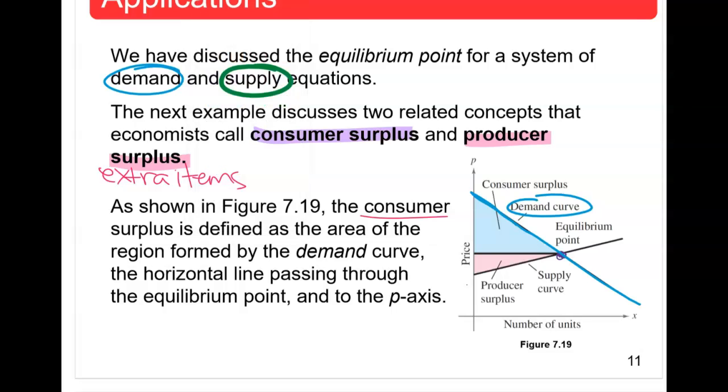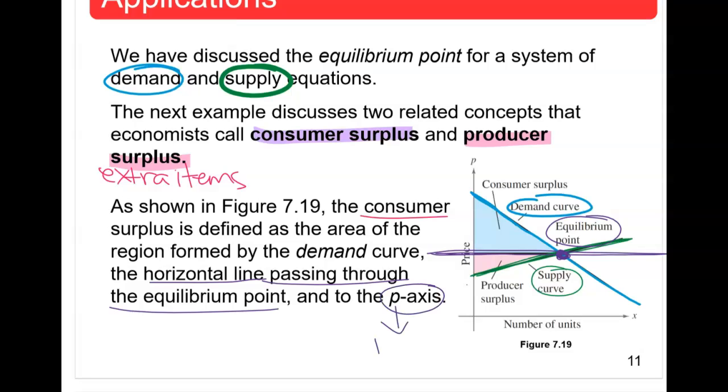So that will be, where is it? Right here. So it will be this line. Okay. Then the equilibrium point, as we already mentioned, is this point where the supply and demand curves intersect. And if we trace a horizontal line passing through the equilibrium point, is this here, and we call that the p-axis for price.